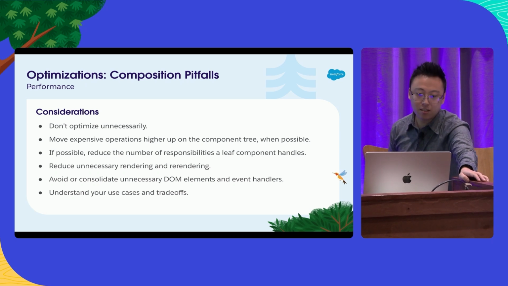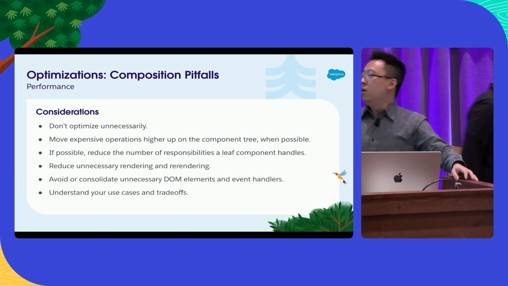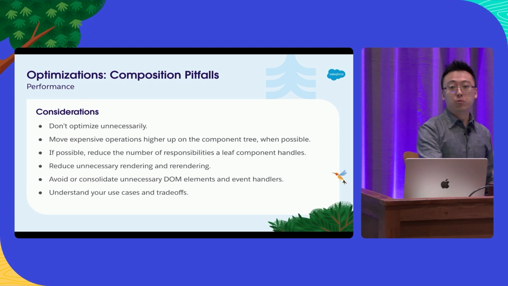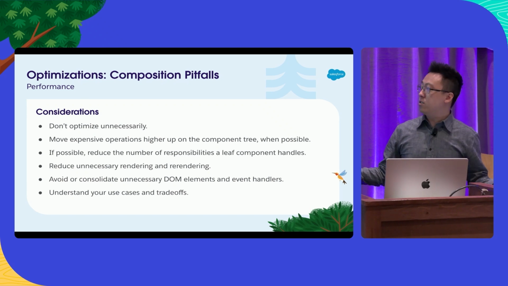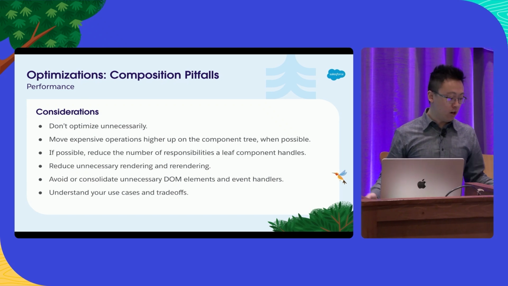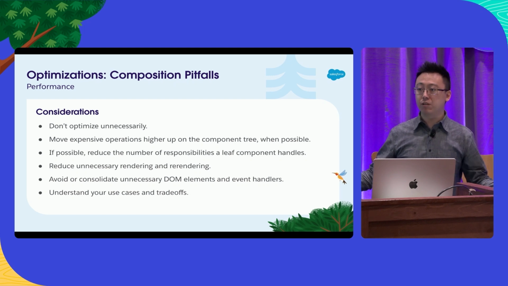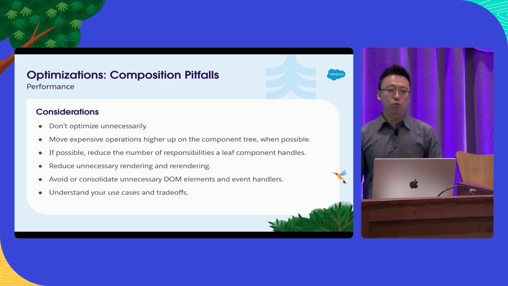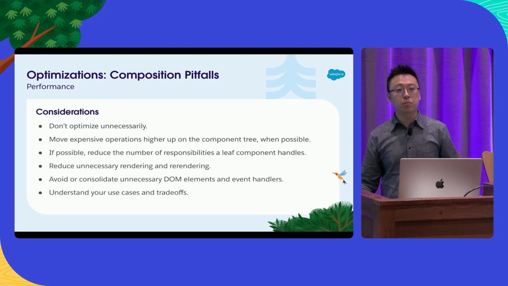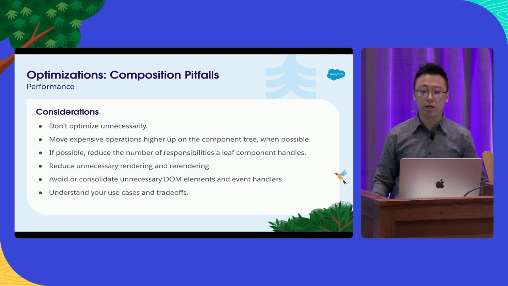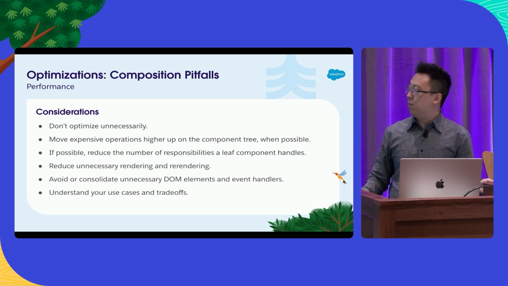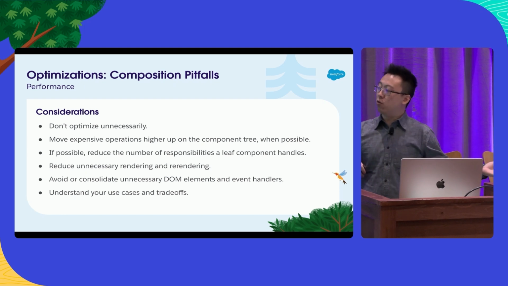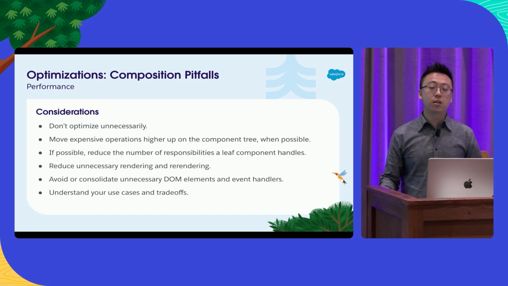Reduce unnecessary rendering and re-rendering. This one might be a little trickier, but double check to see, do you need to be re-rendering everything that you're rendering, or are you able to cut back on that? Avoid or consolidate unnecessary DOM elements. Look at the end product of what's being displayed and double check, hey, do I need all of these elements? And then finally, just kind of a repeat of before, understand your use cases and trade-offs.